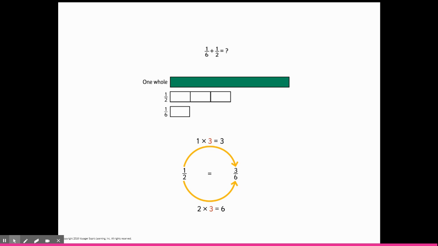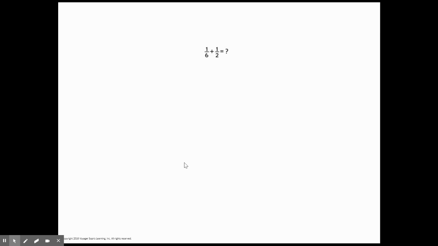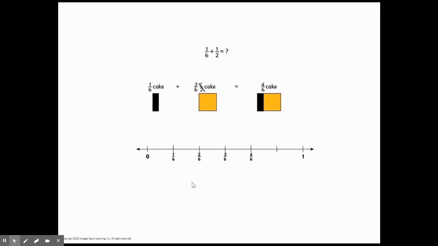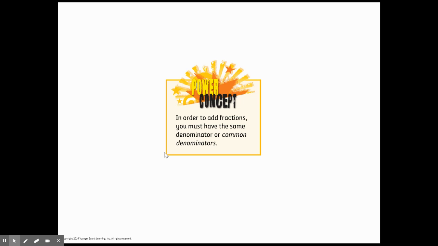Now we have a way to describe the fraction of cake left. We can use sixths to describe parts of the two cakes that have been combined. We can also use a number line to understand the solution to the problem. 1/6 plus 3/6 gives us 4/6. So 4/6 of the cake is left. Remember, in order to add fractions, you must have the same denominator or common denominators.